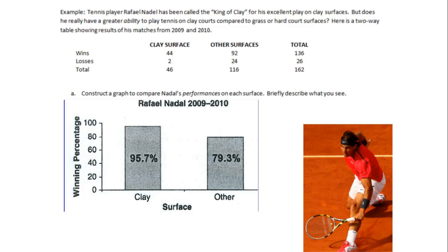Tennis player Rafael Nadal has been called the king of clay for his excellent play on clay surfaces. But does he really have a greater ability to play tennis on clay courts compared to grass or hard surface courts? Here's a two-way table showing the results of his matches from 2009 and 2010. Part A says construct a graph to compare Nadal's performances on each surface and briefly describe what you see.